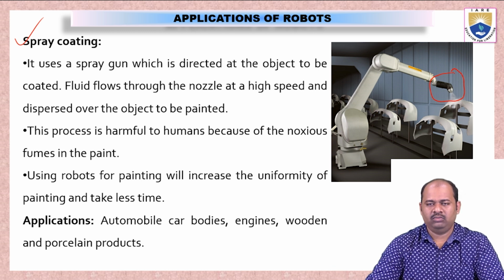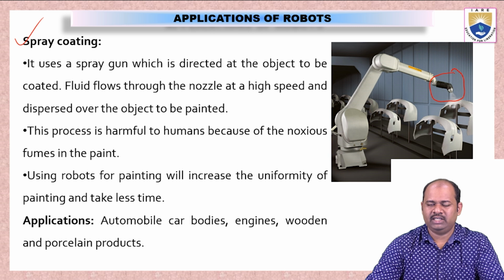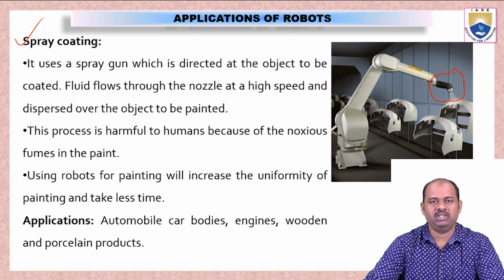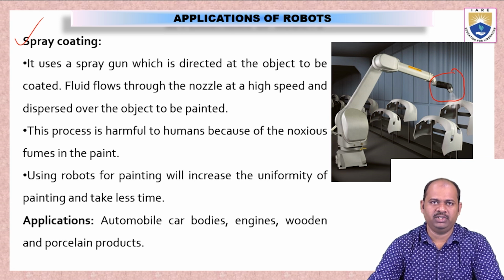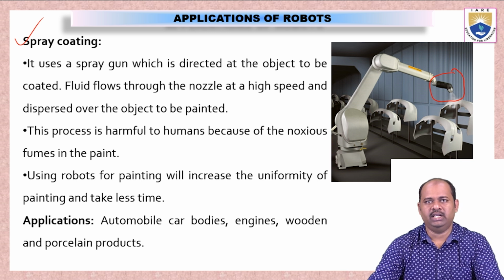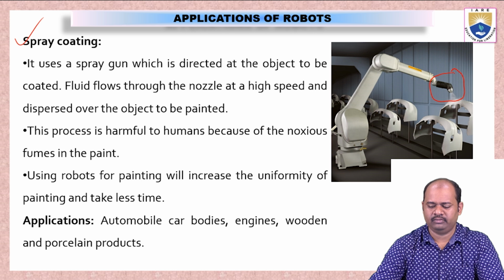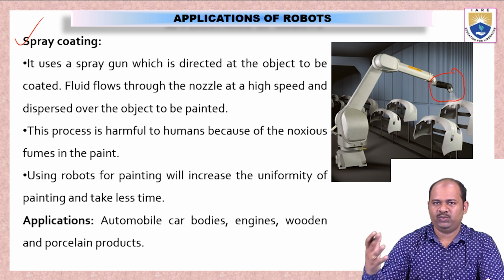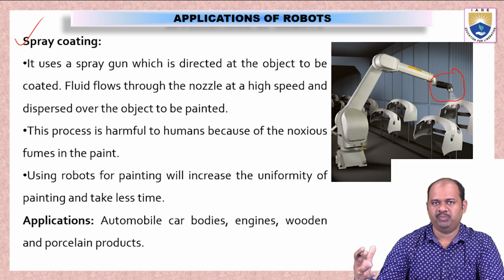Okay. So we know the cost of robots and installation of the robots is very high. It is very costly. But once they are installed, they can be working round the clock. So it uses a spray gun which is directed at the object to be coated, and a fluid flows through the nozzle at a high speed and dispersed over the objects to be painted. So the spray paint that is coming out of the nozzle is made to fall on the object which is to be painted.